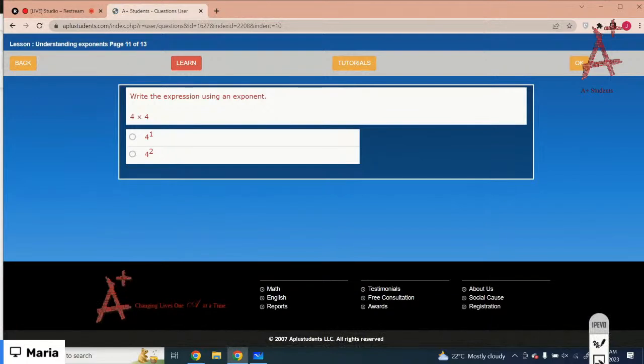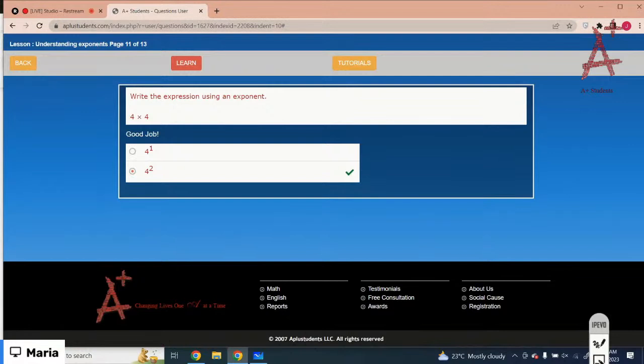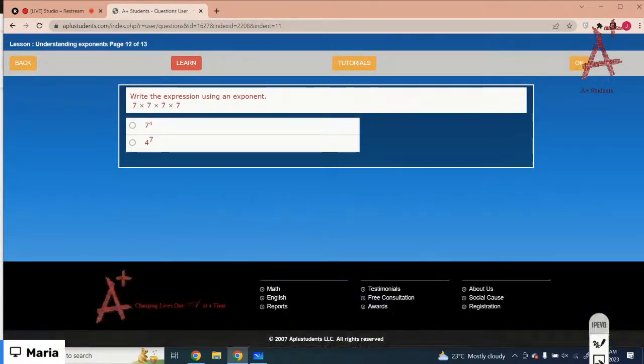Very good. Okay, write the expression using exponent. So which option is the correct one? 4 times 4. Yes, it is option number 2, 4 square. Very good. Okay, write the expression using an exponent. So which option is the correct one?